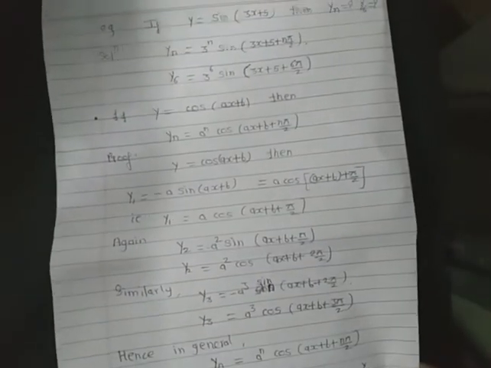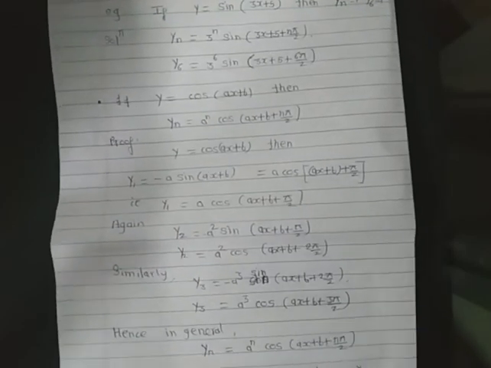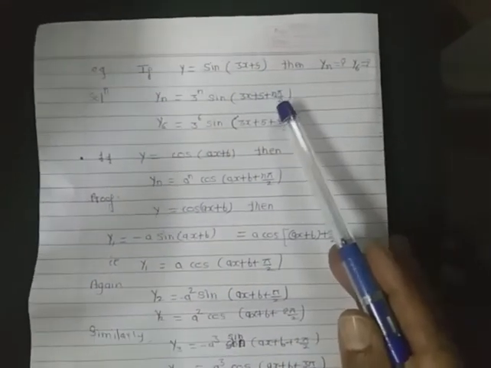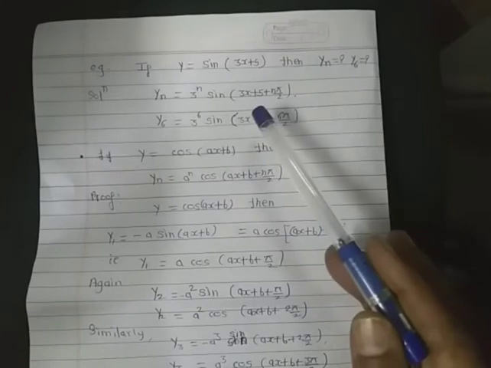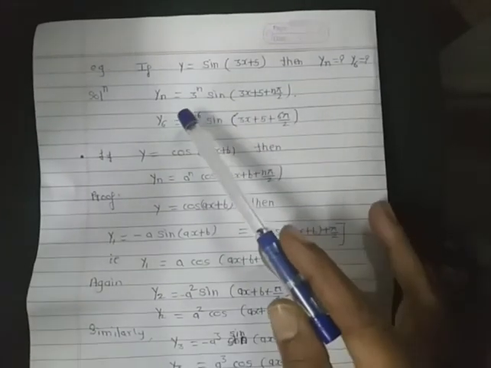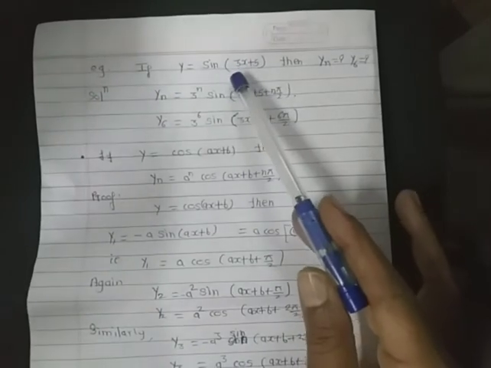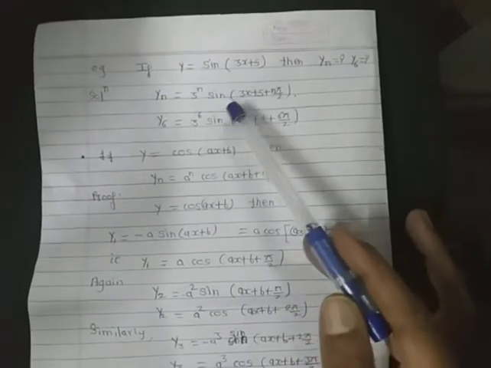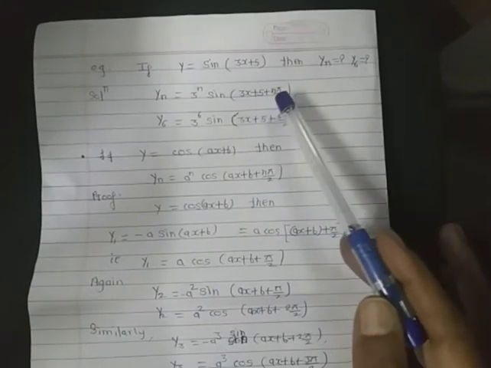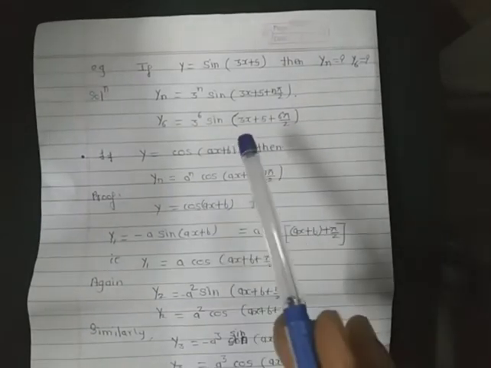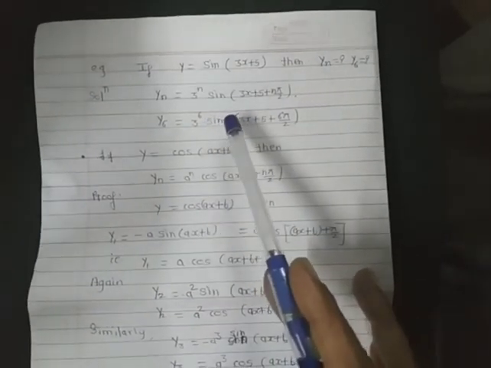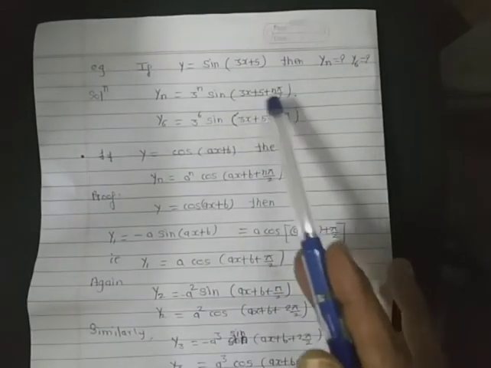Now consider one example of this result. If y equal to sine of 3x plus 5, then find yn and y6. Using the above result, we get yn equal to a raised to n. A is 3, so that 3 raised to n sine of 3x plus 5 plus n pi by 2. As we have result yn equal to a raised to n sine of ax plus b plus n pi by 2, replace a by 3.